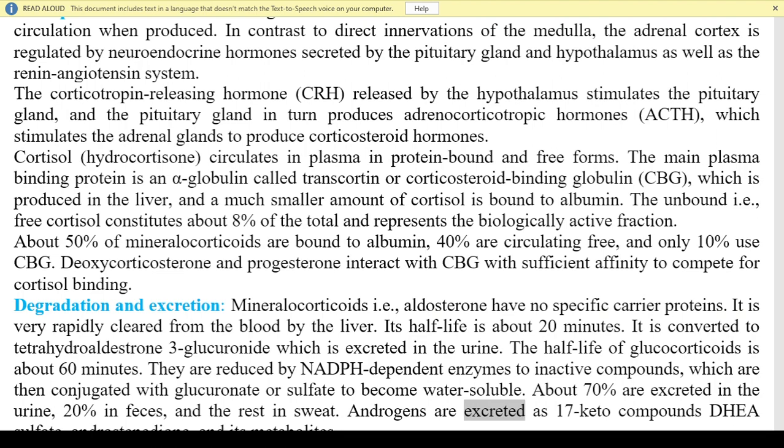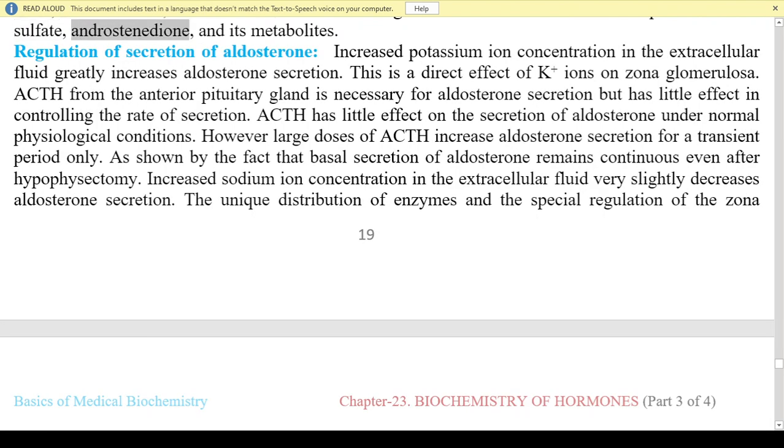Androgens are excreted as 17-keto compounds: DHEA sulfate, androstenedione, and its metabolites. Regulation of secretion of aldosterone. Increased potassium ion concentration in the extracellular fluid greatly increases aldosterone secretion. This is a direct effect of K+ ions on the zona glomerulosa.